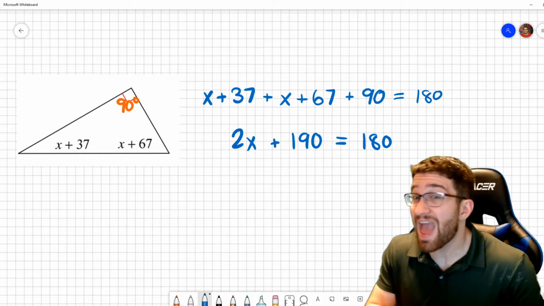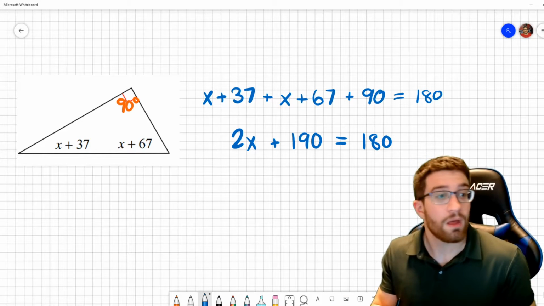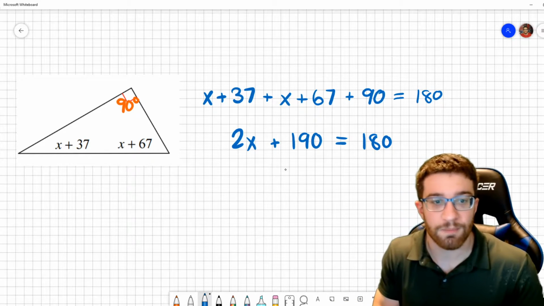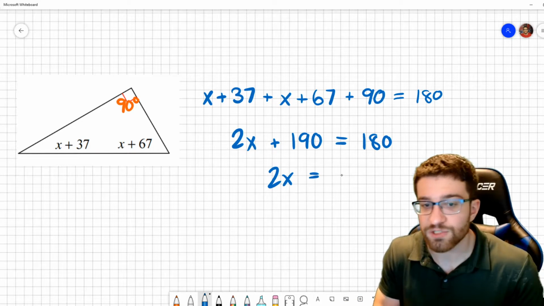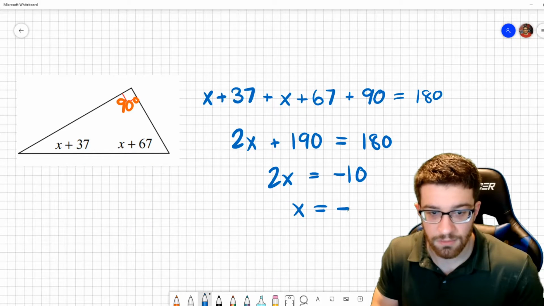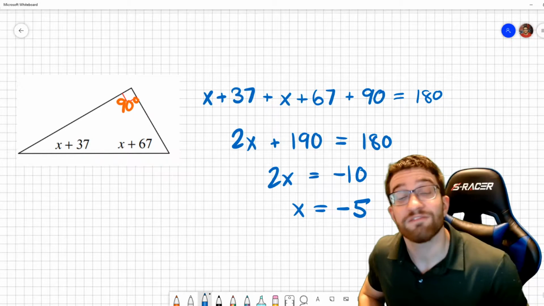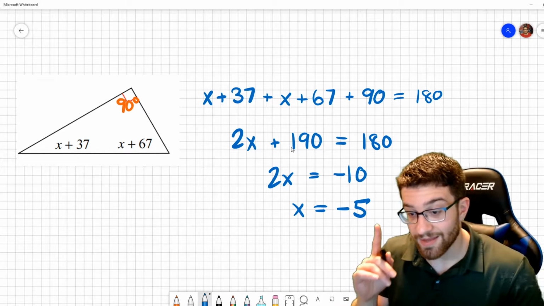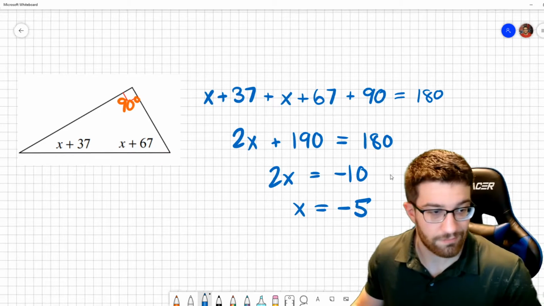It doesn't mean any of the angles are negative. That would be a no-go. But it's actually okay for the variable itself to be a negative number. We find that 2x is negative 10, and x equals negative 5 as a result, because you can divide both sides by 2. And one more question on this topic.